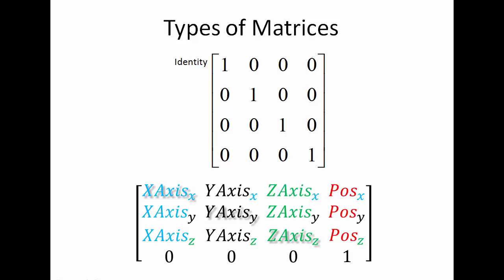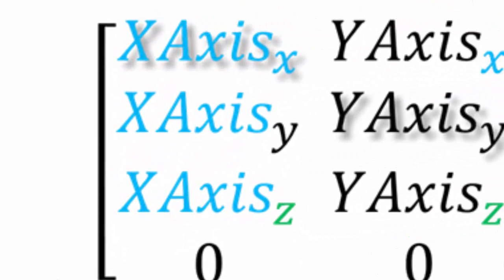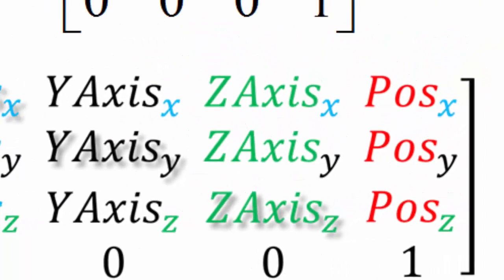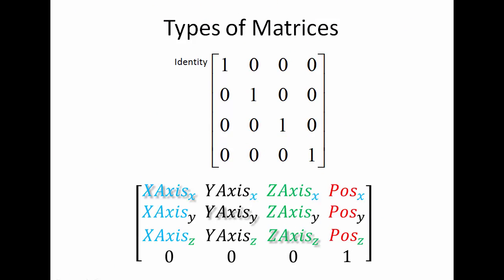Types of matrices. We basically just went over the identity matrix, where you have 1s in the diagonal from the top left to the bottom right, where you have, looking at the bottom, the x-axis, the y-axis, and the z-axis represented as 3D vectors. And the x value on the x-axis is the only one set to 1. The y value on the y-axis is the only one set to 1, and the z value on the z-axis is the only one set to 1.